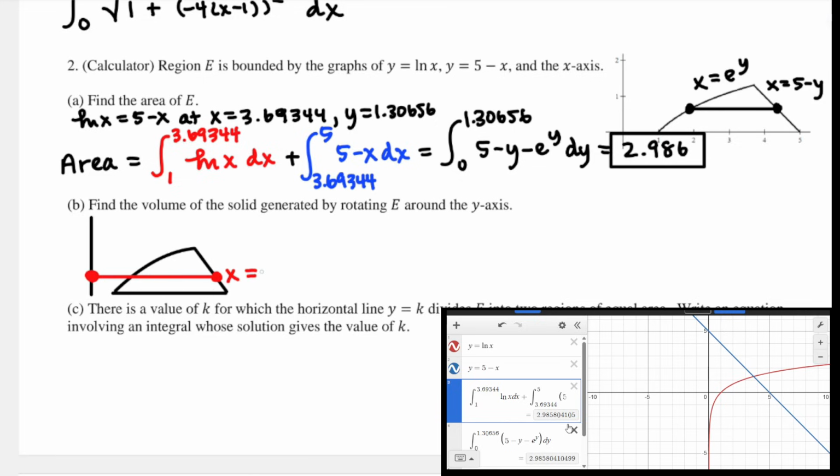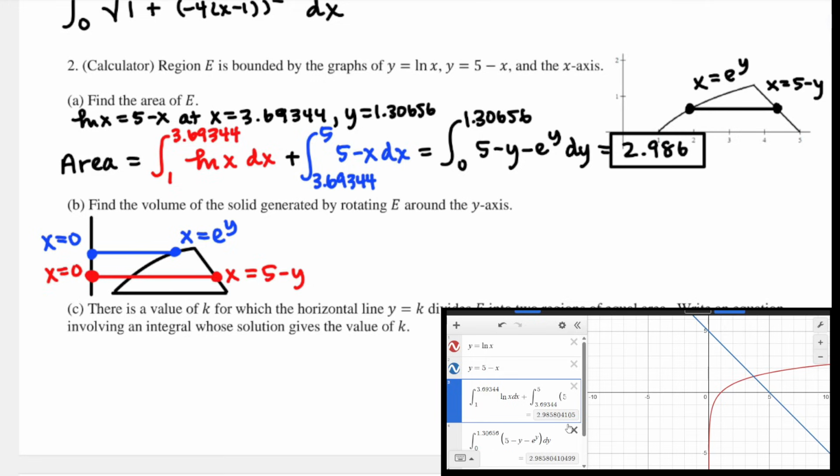I'm going to just kind of copy in the x-coordinates that I found earlier, 5 minus y, and the y-axis is the set of all points where x equals 0. Then I'll need a short radius running from x equals 0 to x equals e to the y.